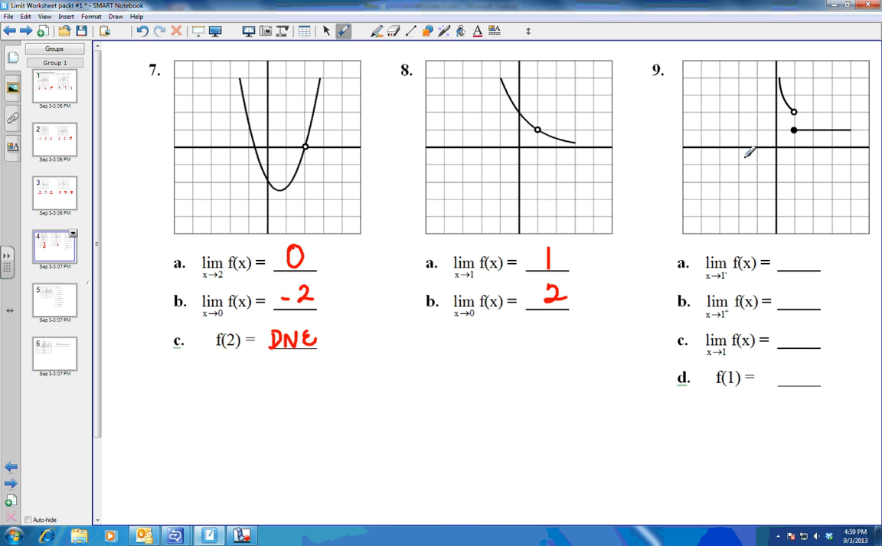On number 9, the limit as x approaches 1 from the left, I'm approaching this number right here, which is 2. From the right, as I approach 1, that's going to be 1. So the total limit, since the 2 from the left and from the right do not match, does not exist. Find f of 1. They want to know when x is 1, what is my actual y value? My y value is 1.